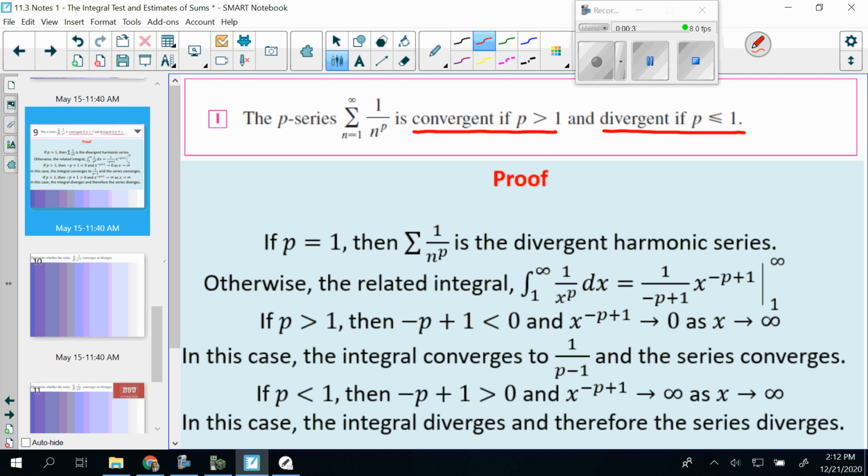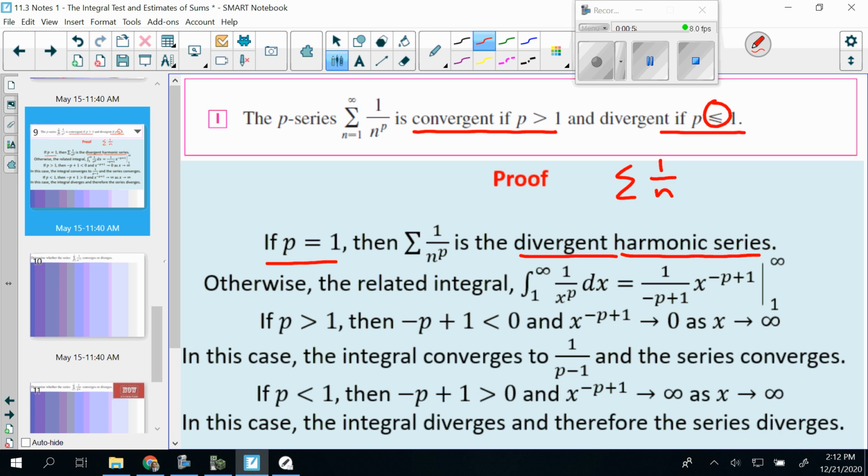Let's look at why. p equals 1 is the easiest one to see. If p equals 1, then this becomes the series of 1 over n, and we know that's the harmonic series, so that one's going to be divergent. So that's our case here where it's equal to 1.